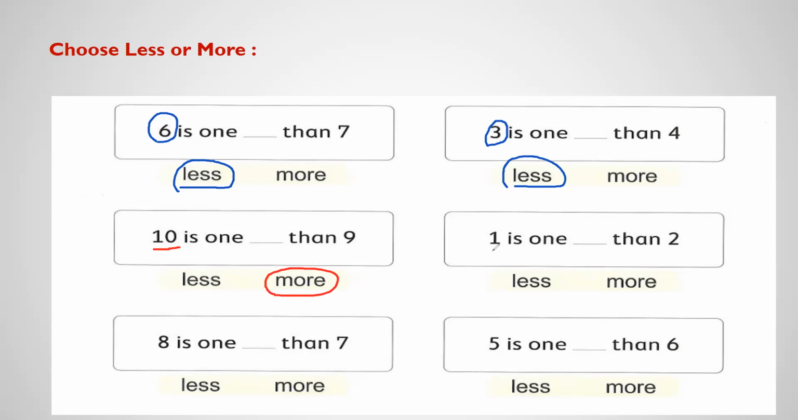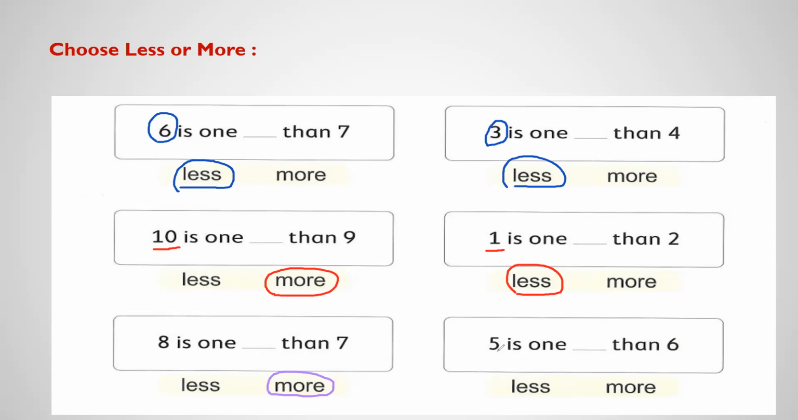Next. 1 is 1 less or 1 more than 2. Number 1 is the small. So small means less. Again, we have here 8. 8 is 1 less or 1 more than 7. Here 8 is, yes, it's bigger than 7, and big means more.